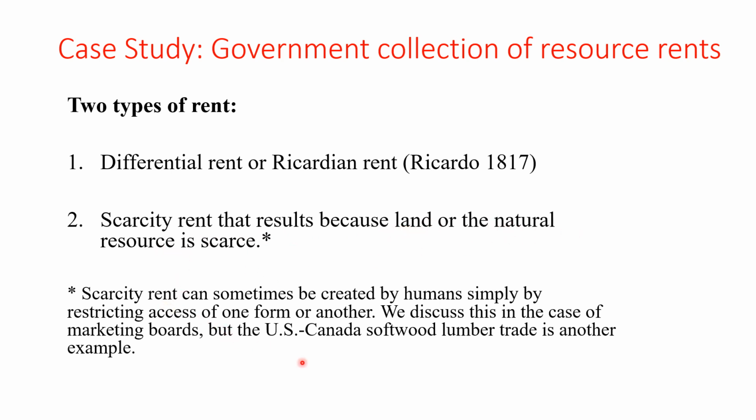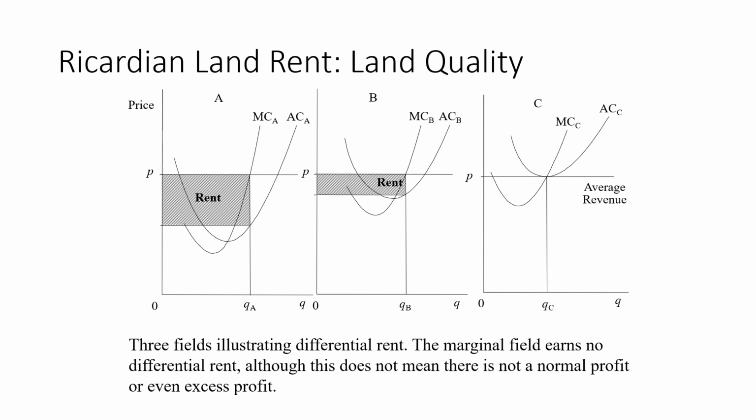Scarcity rent can sometimes be created by humans simply by restricting access of one form or another. And we'll discuss that in the cases of the marketing boards and US-Canada softwood lumber trade. Let's first consider Ricardian rent, which in this case is associated with land quality, which is where Ricardo first came up with it.